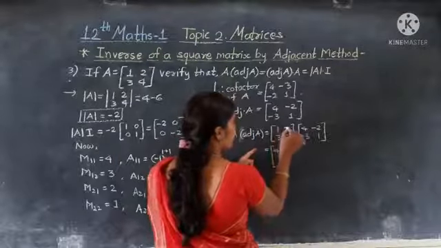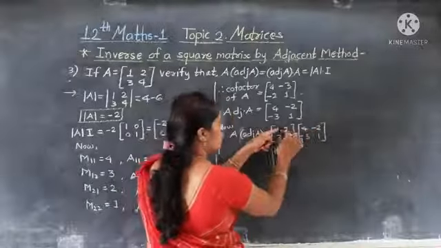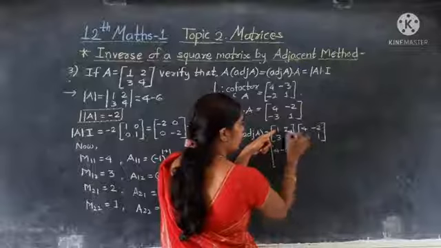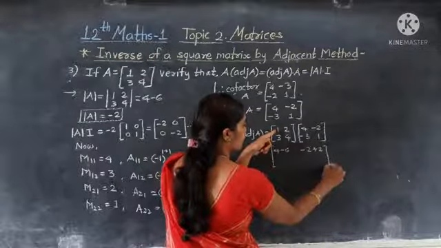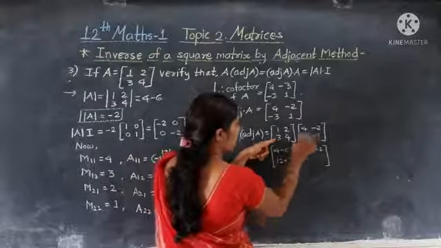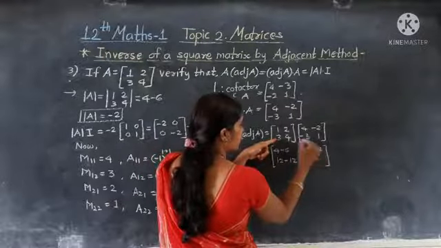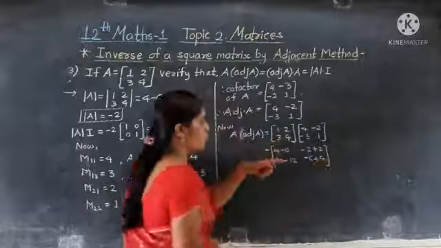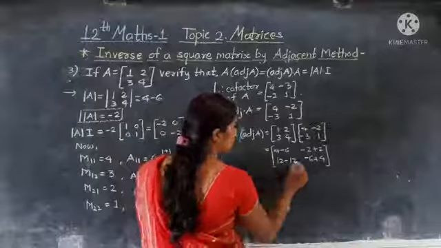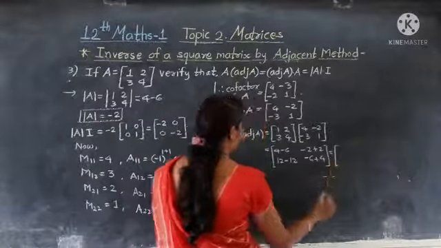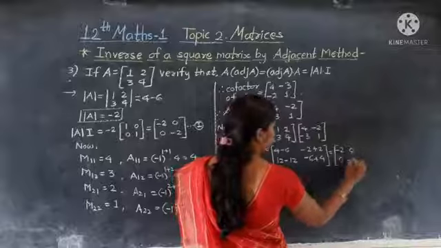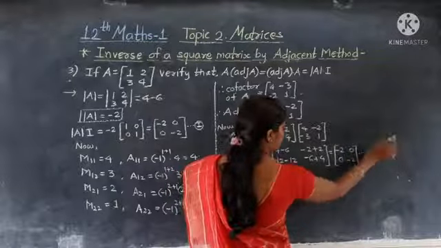You multiply the first row to the first column. Then the first row to the second column: 2 ones are 2 and this is plus 2. 3 fours are 12 minus 3 fours are 12. 3 twos are 6 plus 4. Okay. So we get this matrix as [-2 0; 0 -2]. You call this equation number 2nd.